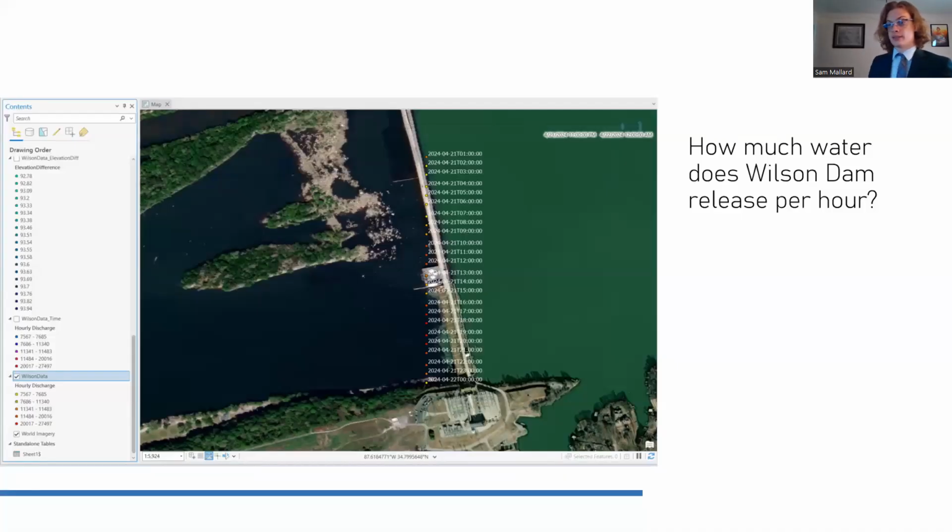So this is the Wilson data itself. This is the hourly discharge in cubic feet per second, and it goes from 7,000 to 27,000. You can see already, later in the day, starting about 10 o'clock a.m., all the way up to 11 p.m., or 2300, that's how much the Wilson Dam releases per hour in cubic feet per second.